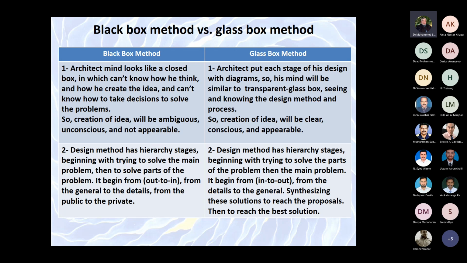While in the glass box method, the design method has hierarchy stages, beginning with trying to solve the parts of the problem, then the main problem. It is different. It begins from in to out, while in the black box, it is out to in. Here, it's in to out. From the details to the general. Synthesizing these solutions to reach the puzzle, then to reach the best solution.